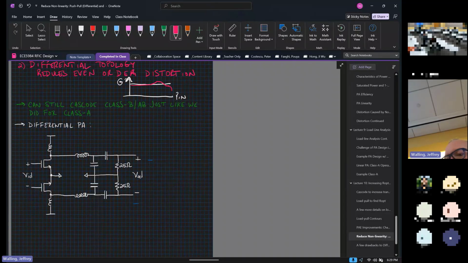Okay, so what do we do? Our differential PA might look something like this. So here I have a push-pull. I have one input transistor being driven by a positive going signal and one input transistor being driven by a negative going signal. These are just out of phase with one another. And they might come from a balun. I didn't do it here, but I could cascode these things.